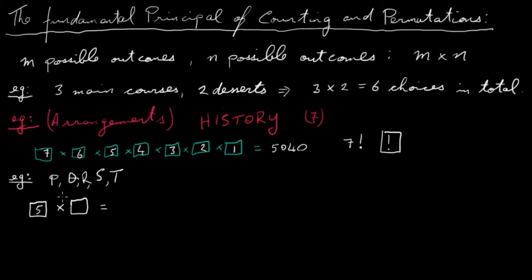Now, once we take away any one of these letters, we've chosen one letter, it doesn't matter which one, how many have we got left for our second letter? Well, we've only got 4 left. So that's it. We're only taking 2 letters at a time. So our answer will be 5 times 4, which is 20. So that's one way of doing this problem.